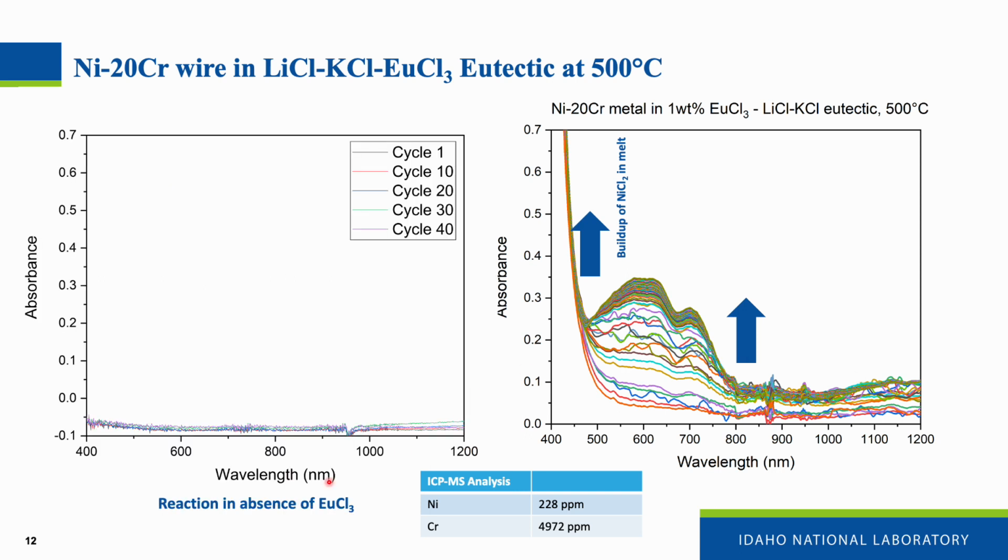And then again, to show the reaction in the absence of europium chloride, when there is no europium chloride in the melt, this is the base lithium chloride potassium chloride melt, and we drop in a nickel wire, and we don't see any buildup of nickel chloride in the salt. So this again proves that this is all the impact of europium chloride, even though it's just at 1 weight percent. I would also mention that in all these reactions we are keeping the temperature constant at 500 C, because this is the temperature of the actual pyroprocessing process. It's done at 500 C. So that's what we were interested in looking at.